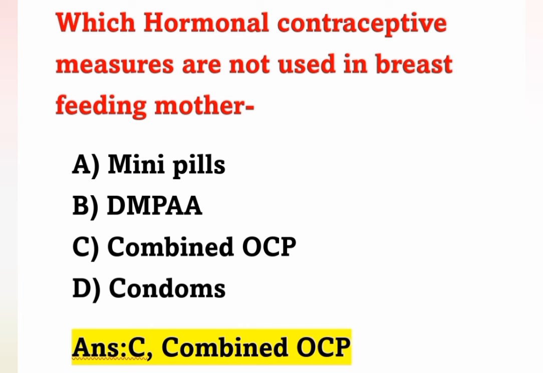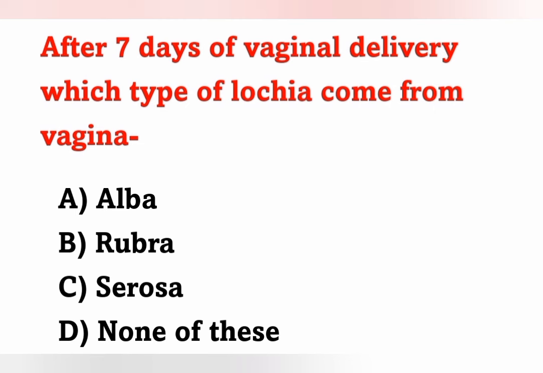After 7 days of vaginal delivery, which type of lochia comes from the vagina? Option A, alba. Option B, rubra. Option C, serosa. Option D, none of these. Lochia means the vaginal discharge coming during the puerperal period, that means after delivery. So which type of lochia will come from the vagina?